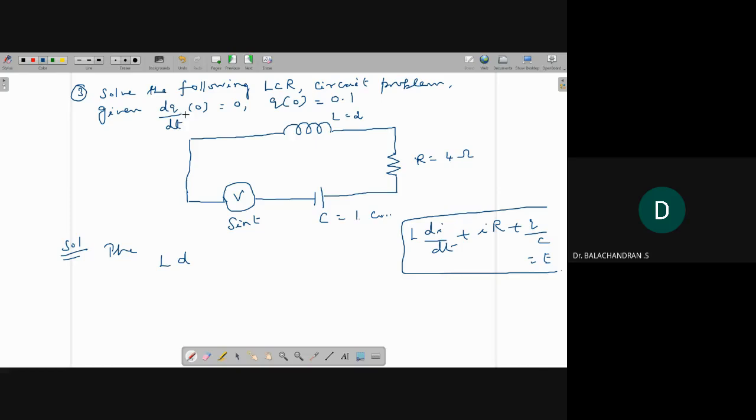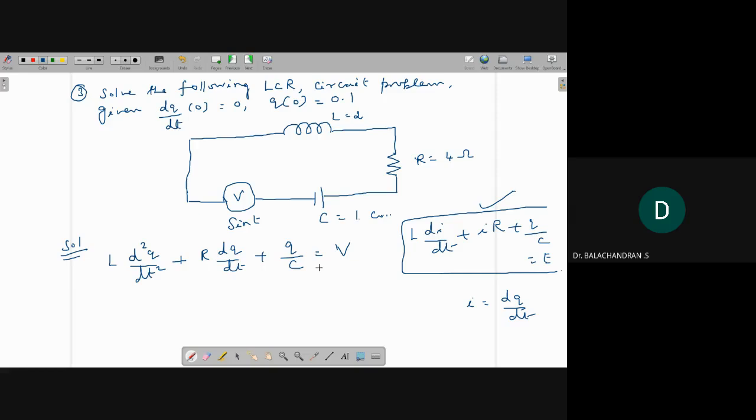But here, what is given? I think you are right, but it is better to take everything in terms of Q. So I think you know the relationship between I and Q: d squared Q by dt squared. So L into d square Q by dt square plus, I is what? dQ by dt. So R into dQ by dt plus Q by C equal to E. So it is correct. But it is better to write like this. Okay, thank you.